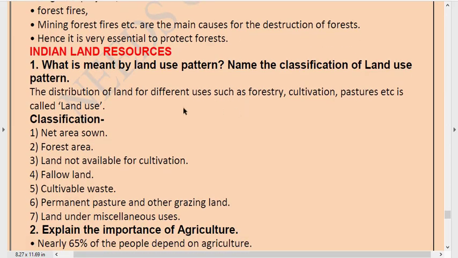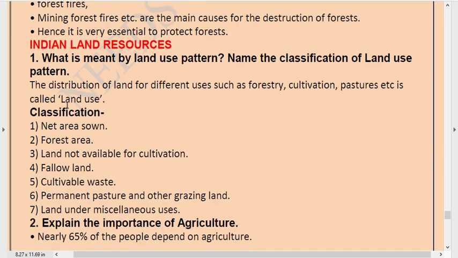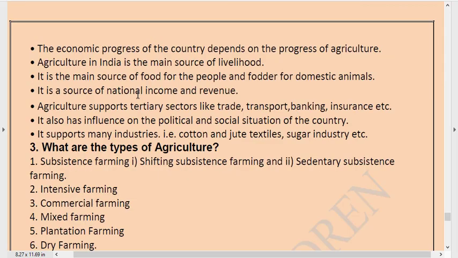And the next lesson, Indian land resources. What is meant by use of land? What is meant by land use pattern? Name the classification of land use pattern. The distribution of land for different uses such as forestry, cultivation, pastures, etc. is called land use.